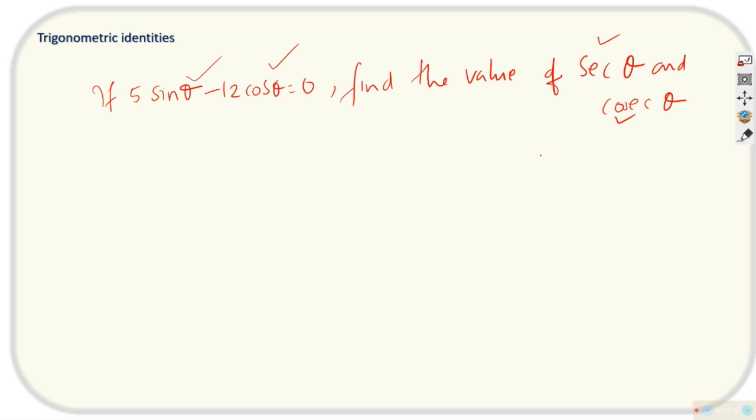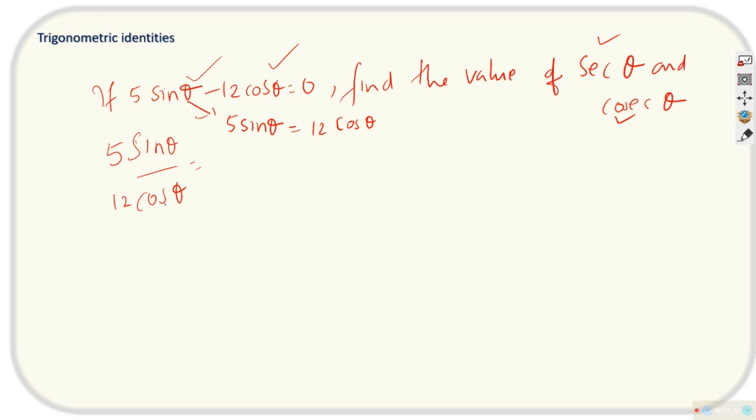सेक थीटा और कोसेक थीटा पूछे तो हमको साइन थीटा और कॉस थीटा है तो उधर पहुंच सकते हैं. बट साइन थीटा और कॉस थीटा डायरेक्टली नहीं दिया. It is equal to 0. Some relationship is given. साइन थीटा अपॉन कॉस थीटा अगर मैं लिखेगा तो क्या होगा? 5 sin theta minus 12 cos theta is equal to 0. Correct? That means 5 sin theta is equal to 12 cos theta. ऐसा हो गया ना? I will bring this minus to the right side and write it. If I write like this, I can write 5 sin theta upon 12 cos theta.